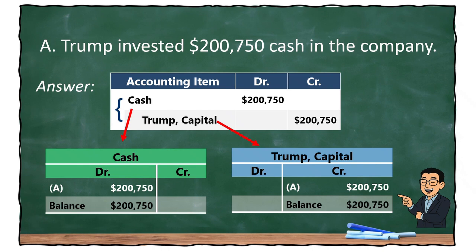The cash account shows a $200,750 debit, giving us a new balance of $200,750. The capital account shows the same amount on the credit side, with its balance also at $200,750. Every step stays in balance, debits equal credits.